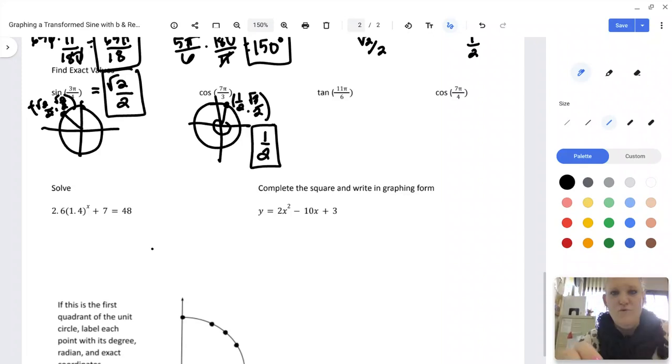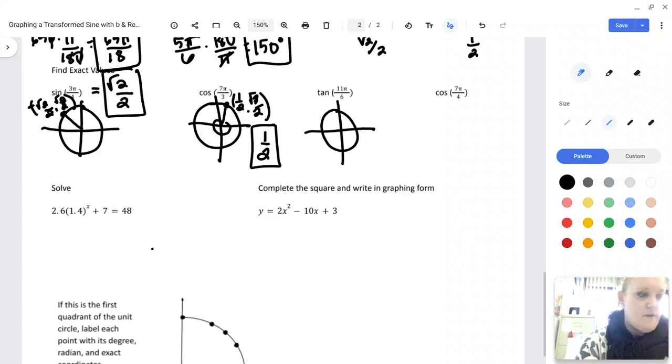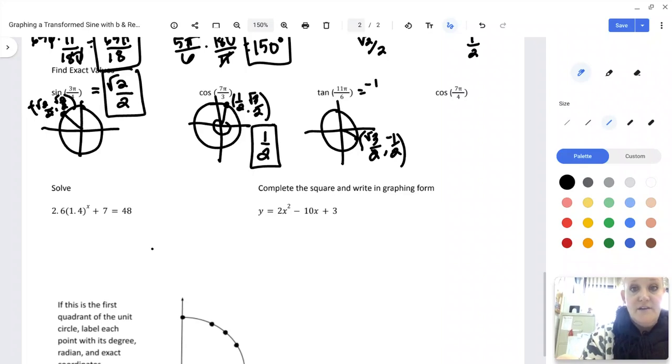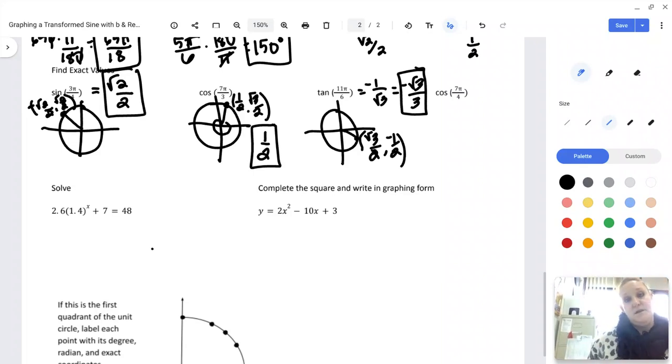Ooh, tangent. Okay, 11 pi over 6. Well, that would be down here, right? So the coordinates of that point are square root 3 over 2, negative 1/2. So if I go sine over cosine, I get negative 1 over square root 3, because the 2's would cancel. Then if you rationalize that denominator, you get negative square root 3 over 3. We've talked about rationalizing the denominator before.